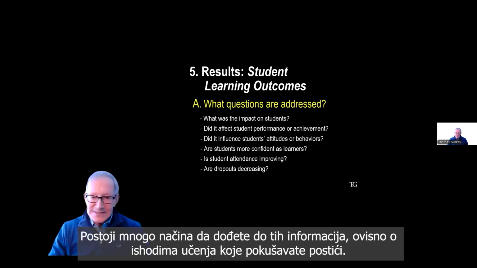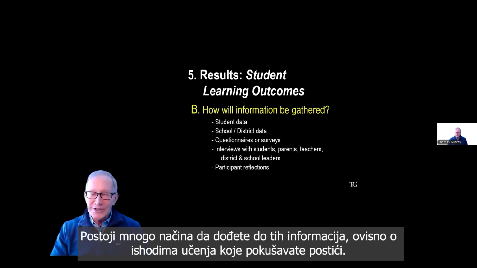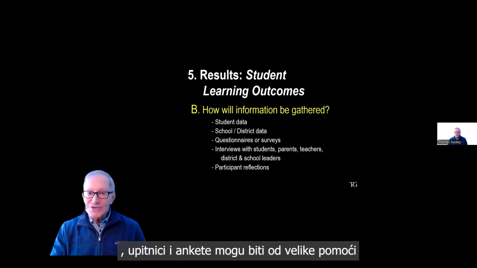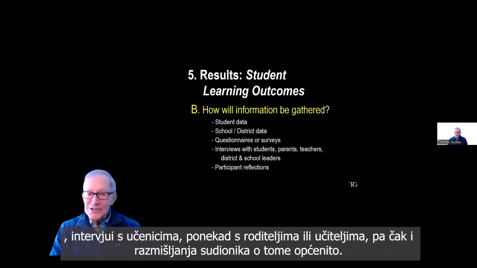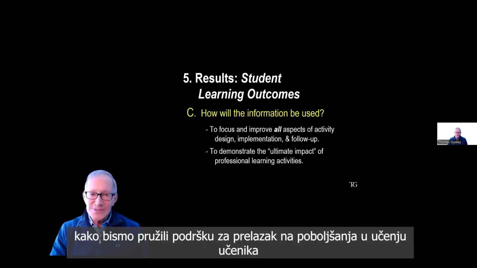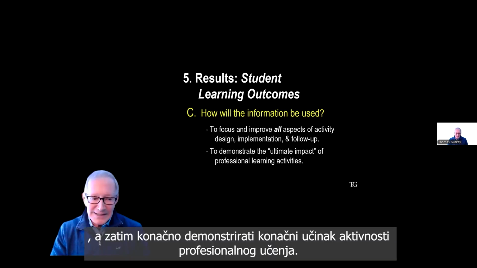There are lots of ways to get at this information, again, depending on the learning outcomes you're trying to achieve. Student data of all forms always works, but sometimes it's school or district data. Questionnaires and surveys can be very helpful. Interviews with the students, sometimes with parents or teachers, and even participant reflections on this overall. The bottom line is that we want to focus all aspects of the activities to provide the support for moving on to those improvements in student learning. And then finally demonstrate the ultimate impact of professional learning activities.